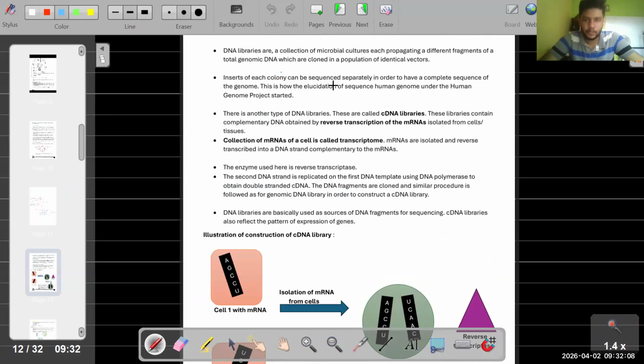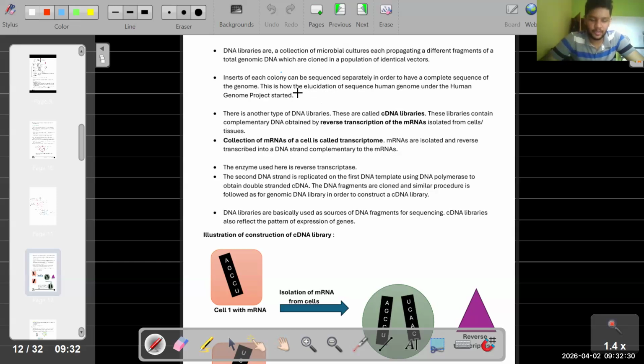Yes. Okay. This is how the elucidation of the sequence of the human genome was done under the human genome project. This is the human genome project that they conducted, right? Early days they conducted a human genome project, and under that they performed something called elucidation. They are saying that it has a similar idea to this. This is how elucidation was carried out, right? So they won't be asking those things.